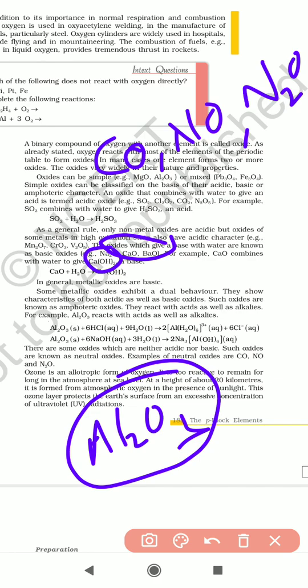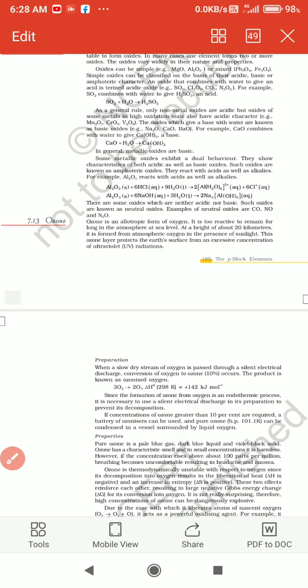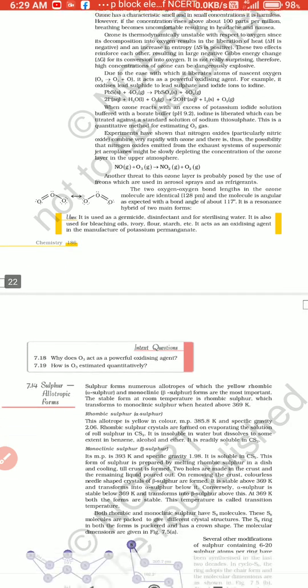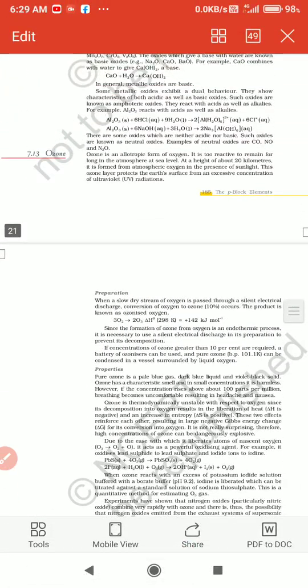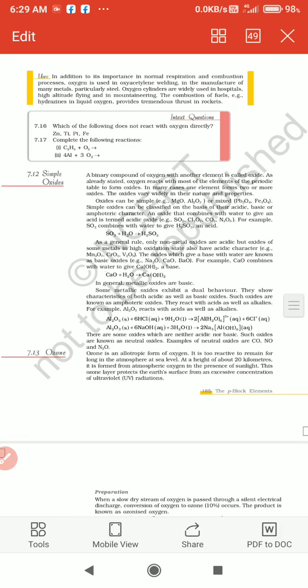So this is about simple oxides, and in tomorrow's class we are going to see the ozone layer: how it is prepared and what its properties are. So thank you very much, have a nice day.